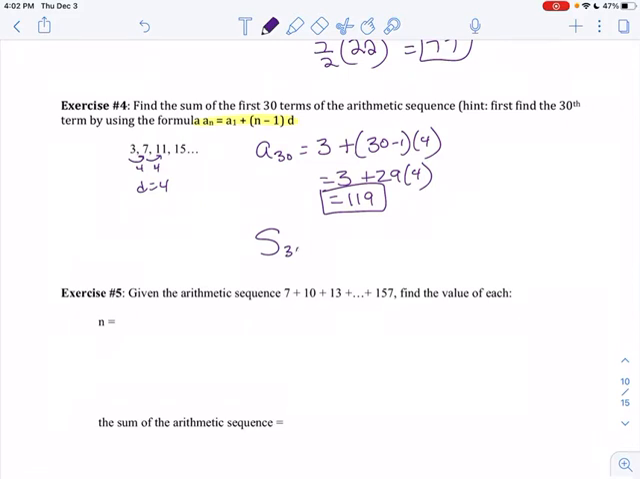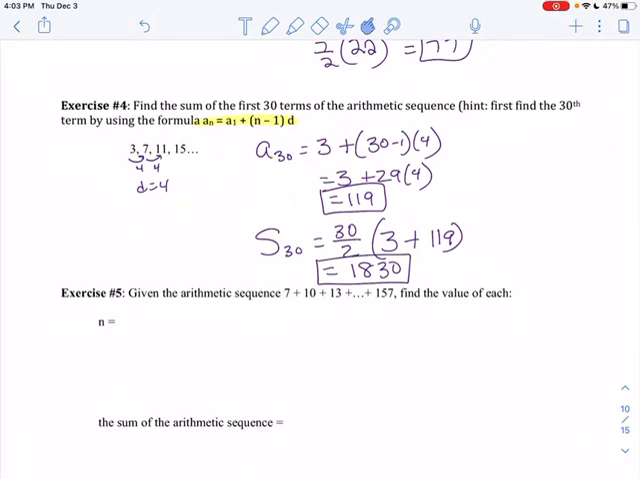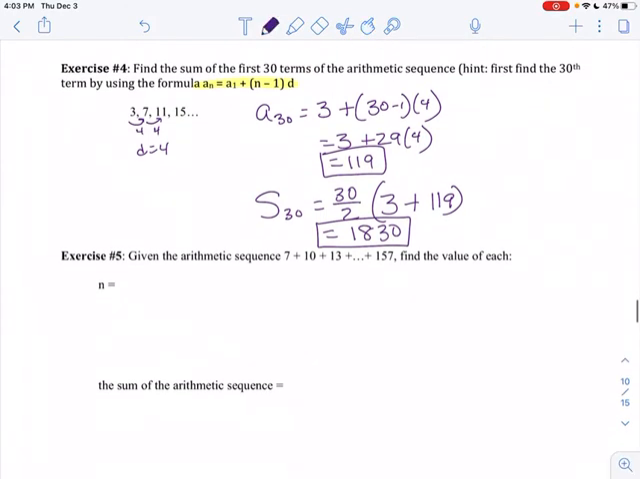So the sum of all 30 terms, n divided by 2, 30 divided by 2, first term which is 3, last term which is 119. So that can just go right into your calculator, and I'm going to get 1,830. Okay, so we'll practice these tomorrow, but you should be practicing them now as well.